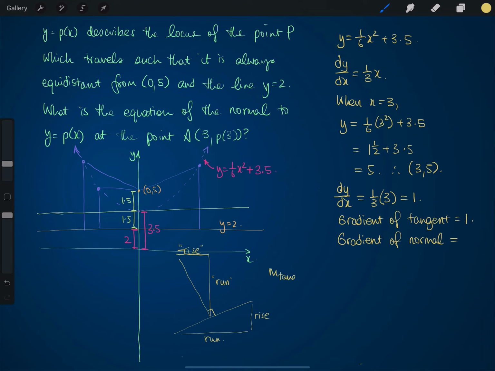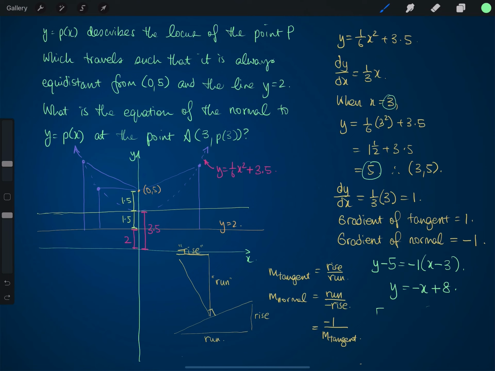So if the gradient of the tangent is rise over run, then the gradient of the normal is kind of run over negative rise, which is basically -1 divided by the gradient of the tangent. So here we have the gradient of the normal is -1 over 1, which is -1. So now we have a line passing through the point (3, 5), and with gradient -1. So that's y minus 5 equals -1 times (x minus 3), and so y equals -x plus 8.